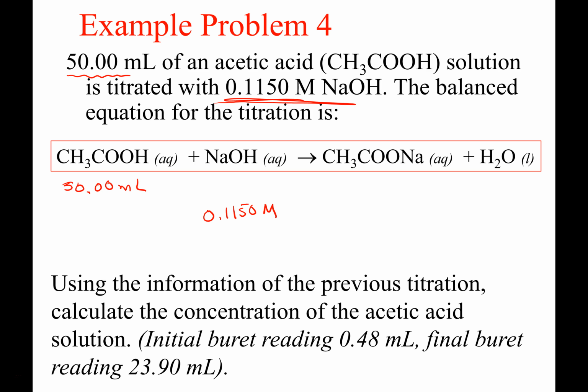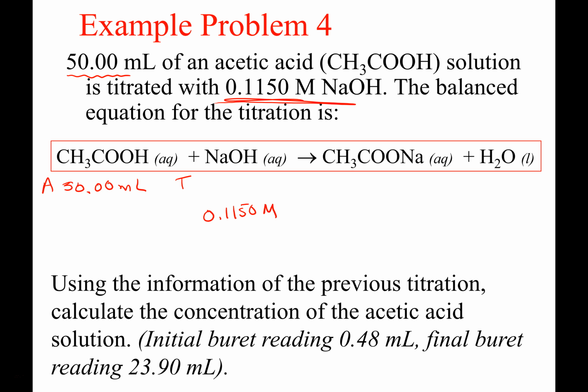All right, I don't know anything about anything, right? So I'll put an A next to my 50 milliliters of acetic acid for the analyte. I'll put a T underneath the sodium hydroxide to mean that's the titrant. The titrant is in the burette. Down here we see a couple of volumes for the titrant in the burette. We have the initial 0.48 milliliters, and we have the final 23.90.